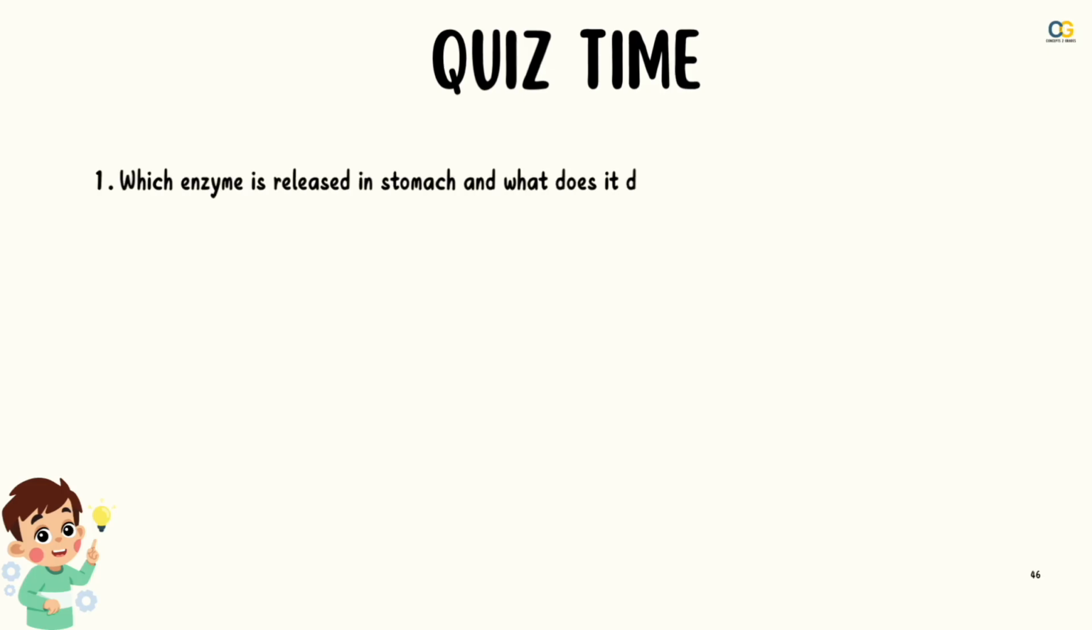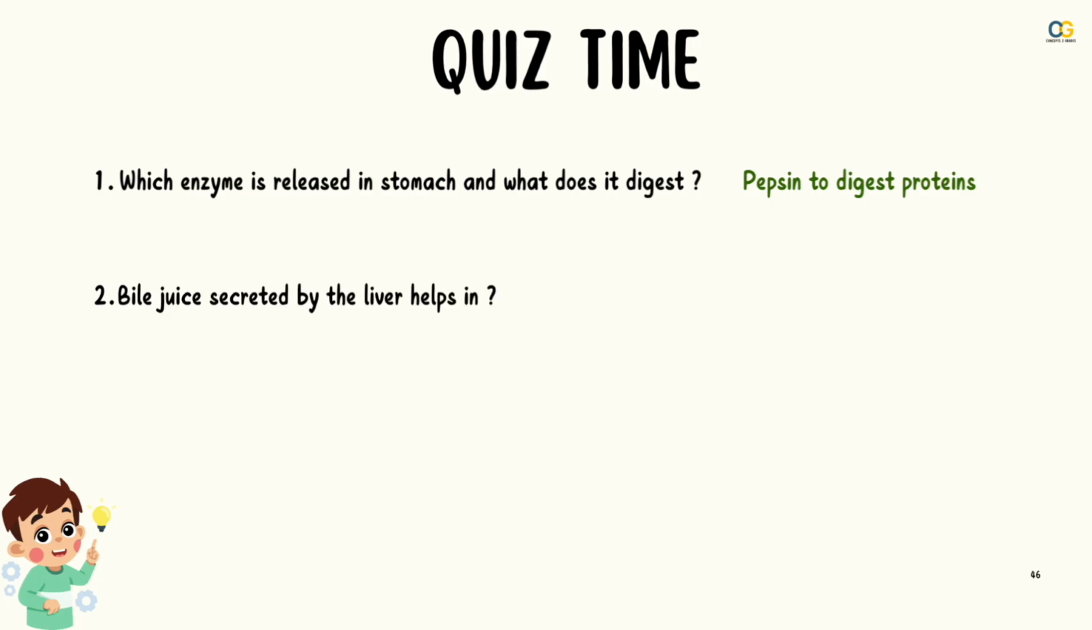Which enzyme is released in the stomach and what does it digest? The right answer is pepsin is released in the stomach and it helps digest protein. Second question. The bile juice secreted by the liver helps in making the medium alkaline and also for emulsifying fats.